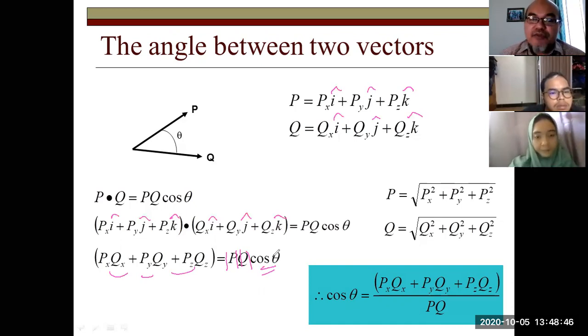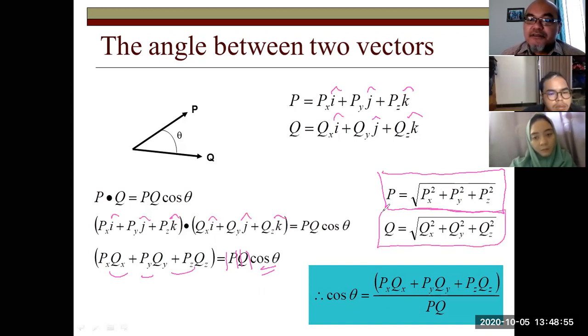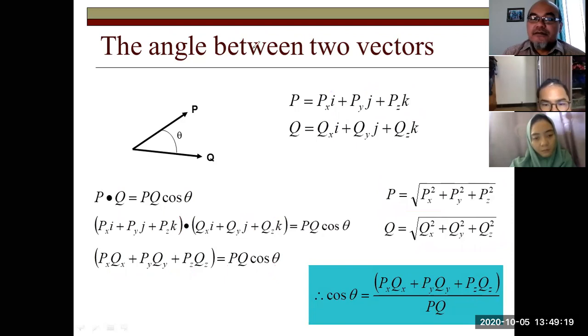Since the magnitude of P can be calculated from the x, y, and z components of that vector using the Pythagorean theorem, and similarly for Q, the angle between the two vectors can be calculated from the definition of the dot product: the dot product result, P dot Q, divided by the magnitude of P multiplied by the magnitude of Q. So then we can obtain the angle between the two vectors.